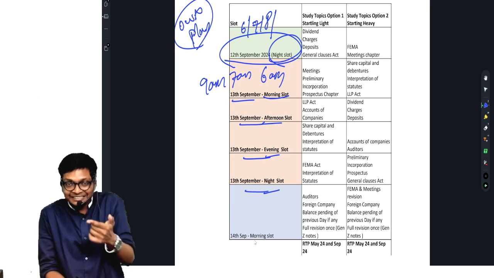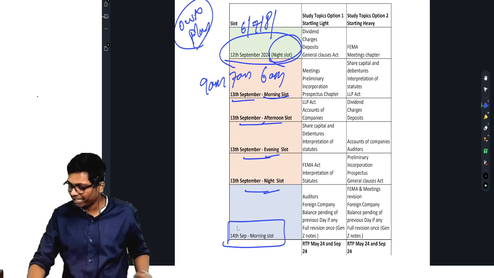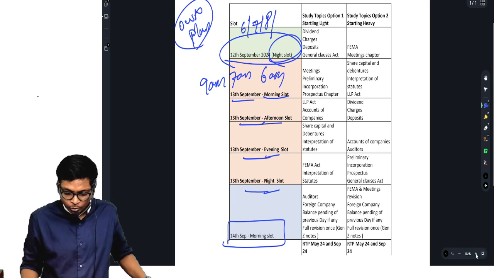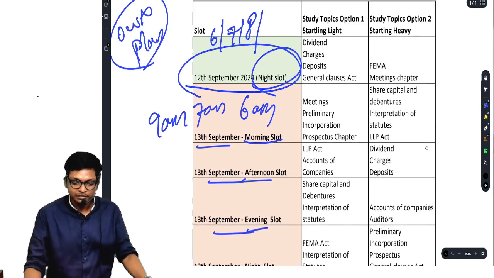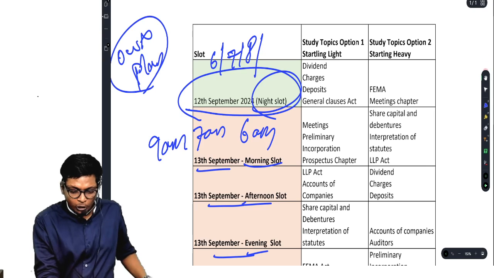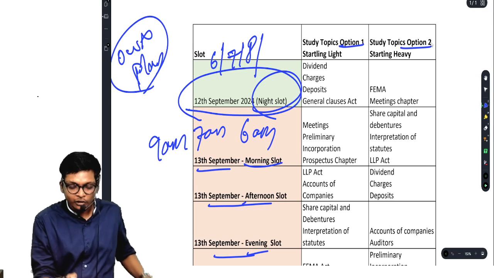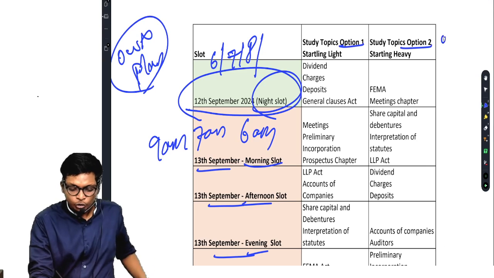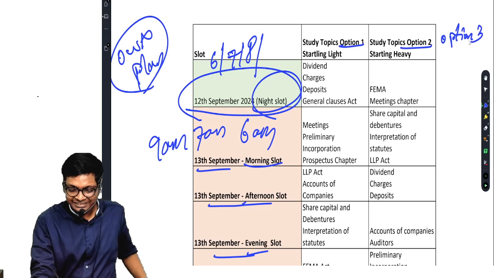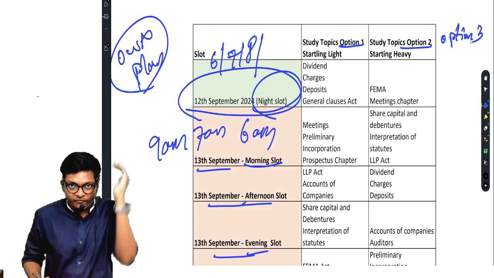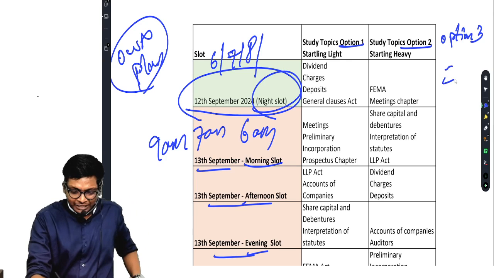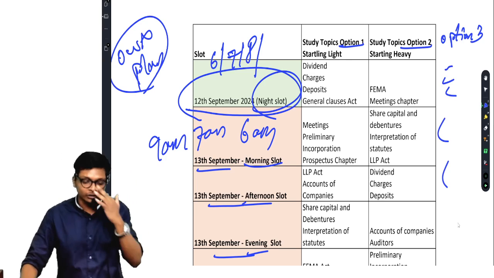And then the next day, 14th September, day of exam, again you have your morning slot. Now I have given two options here. Which one to follow is your choice. You can also have an option 3, follow anything, but write it down. You write your own topics and you follow that.